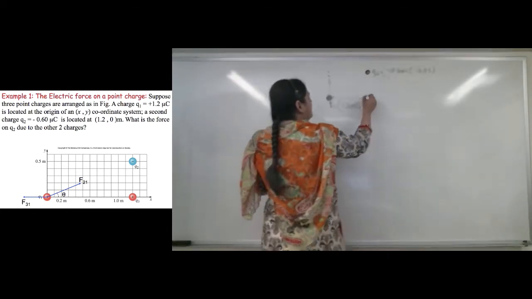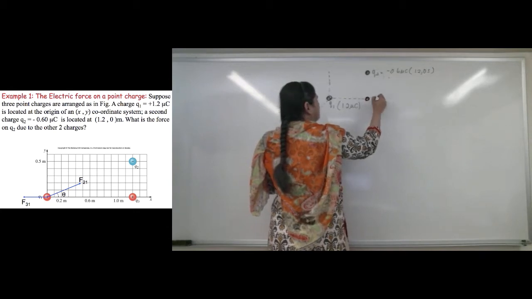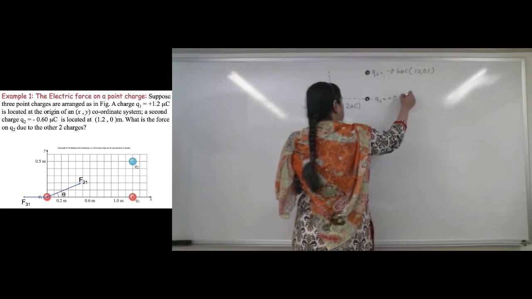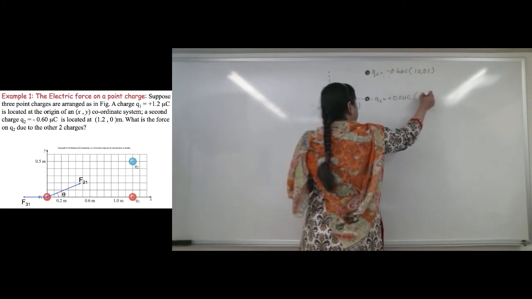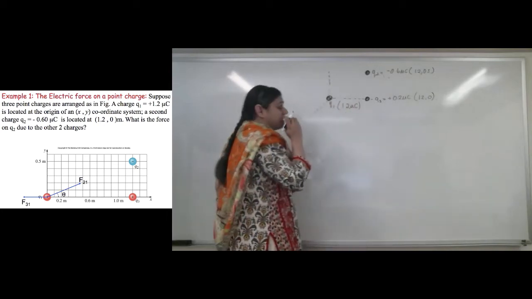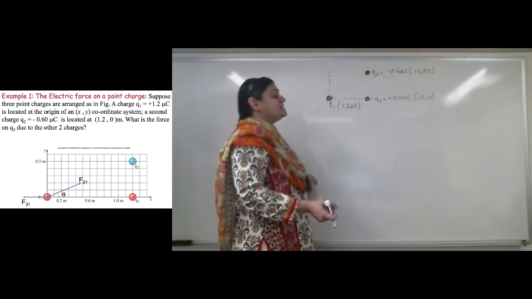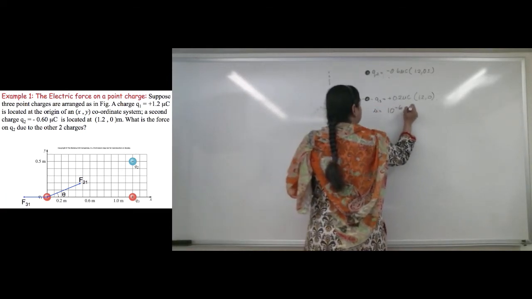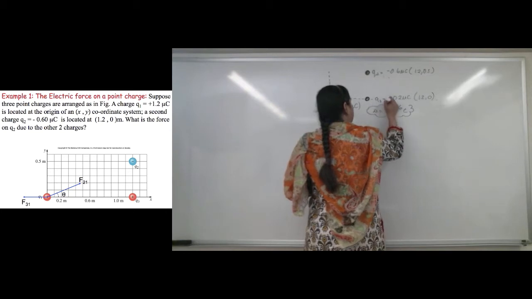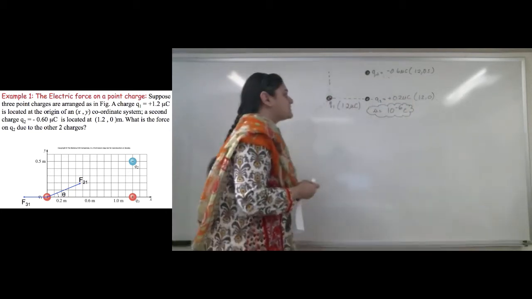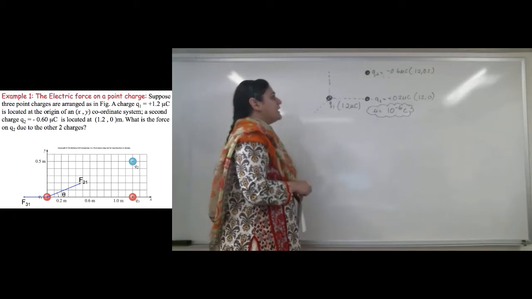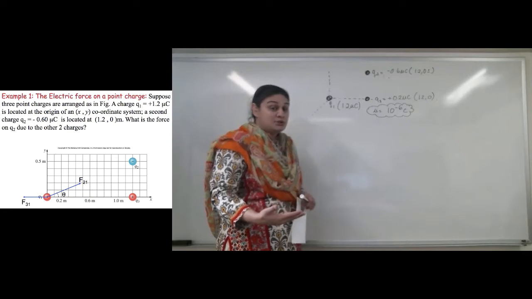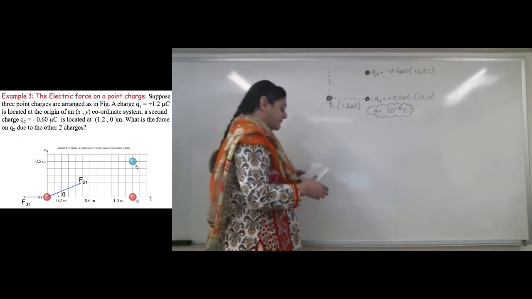And then Q3, which is positive, is plus 0.2 microcoulombs, at 1.2 and 0. So what is micro? Micro is 10 to the minus 6 coulomb. Just so you remember that, I'm not going to rewrite it again and again. Okay, now, what do I need to do? I need to find the force on Q2 due to the other two charges.